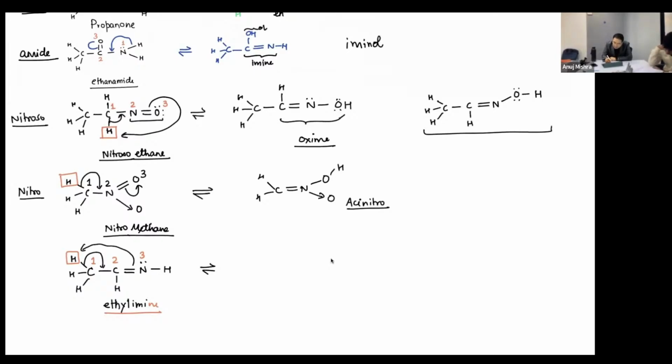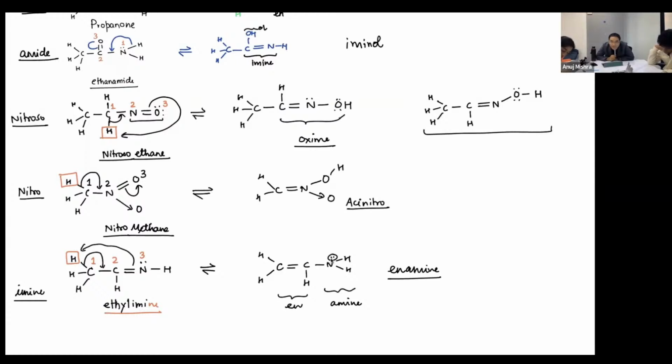So what is the answer? CH2 double bond C single bond H single bond NH2. What is this group? Ene. What is this group? NH2 is called amine. So what is this whole thing called? Enamine. And what is the starting point? Imine. So imine has become enamine in this process.